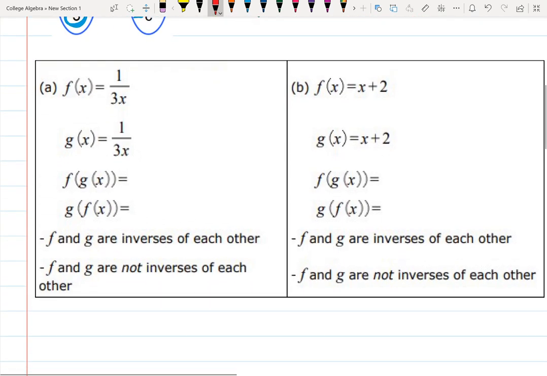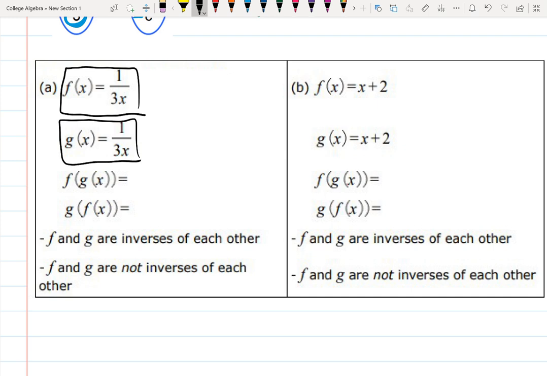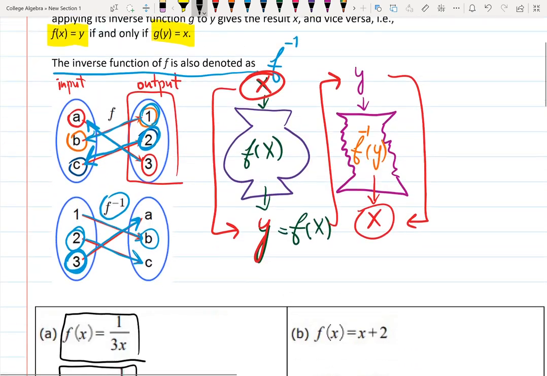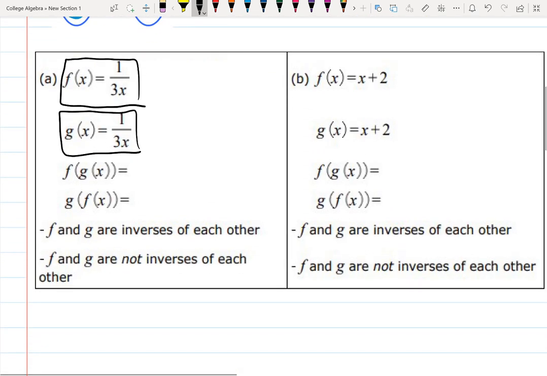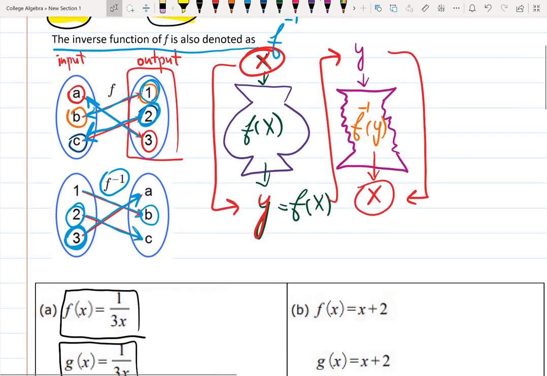Let's practice now. We're given two functions, 1 over 3x and 1 over 3x. One is called f of x and the other one is g of x. Let's see if they're inverses of each other. To find out, I need to check this idea that if f of x gives me y, then g of y gives me x. In other terms, I need to check the composition of two functions. If both compositions give you x, then the answer is yes, these two functions are inverse to each other, based on this little explanation with the machines.